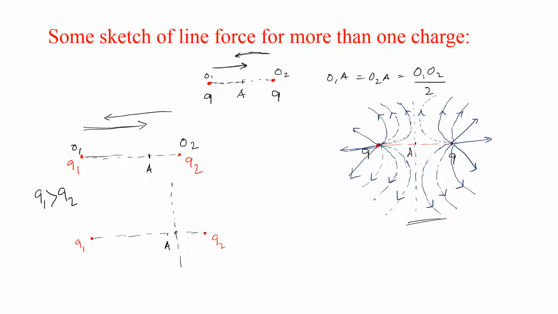So here the lines will go in this direction, this one, this one. And interestingly, the point where the electric field is 0 is called the null point. So here A is the null point.